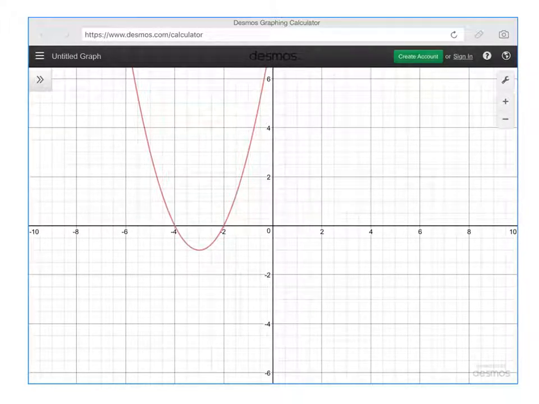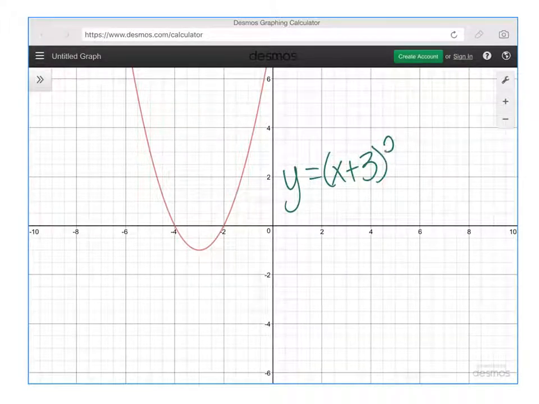What did you guys get as your equation? Go ahead. Y equals parentheses x plus 3 squared minus 1. Who else got that? Because it could be something else. You got that? Oh. So what is this, like, easy for you?